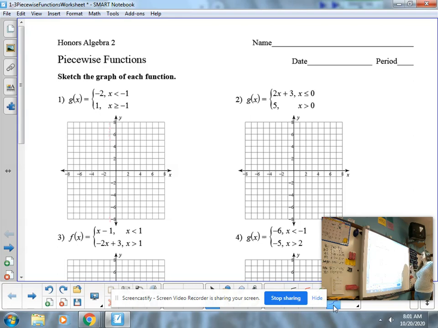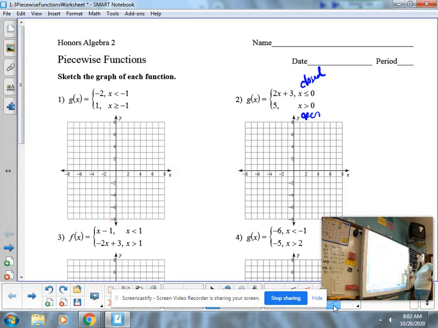You see we have g of x is equal to 2 pieces. The top piece is 2x plus 3 if x is less than or equal to 0. The bottom piece is 5 if x is greater than or equal to 0. Well, just based on my inequalities, this top piece is going to have a closed dot at the boundary line of 0, and the bottom piece is going to have an open dot.